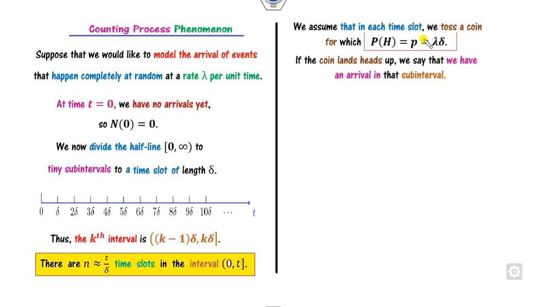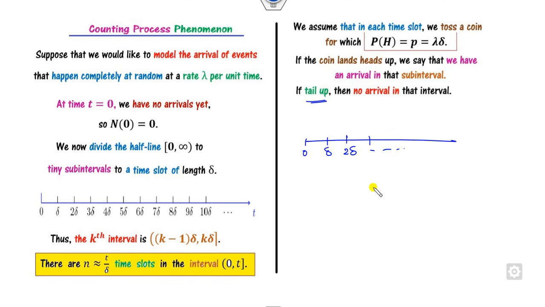Then what is the meaning of that? If the coin lands up a head, we assume that an arrival is occurring. If the coin lands up a tail, then we assume no arrival is occurring. So what is the meaning? I can start from here. This is my first interval, this is my second interval, and so on.